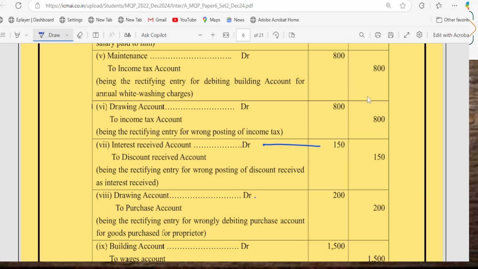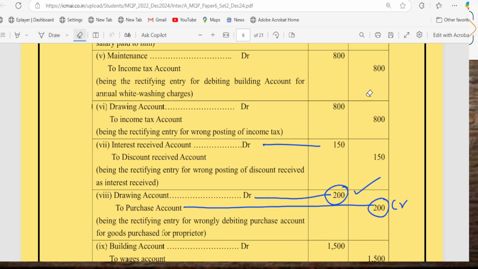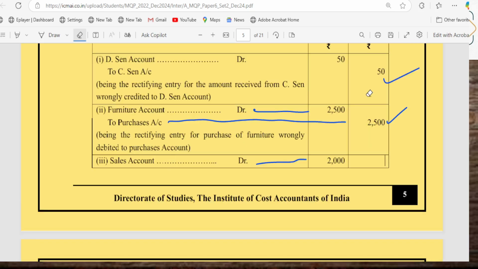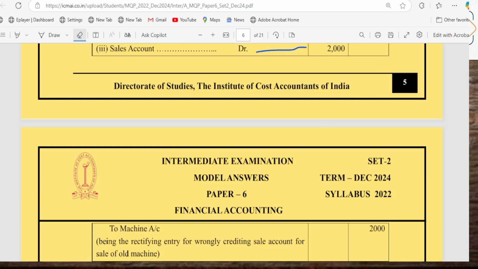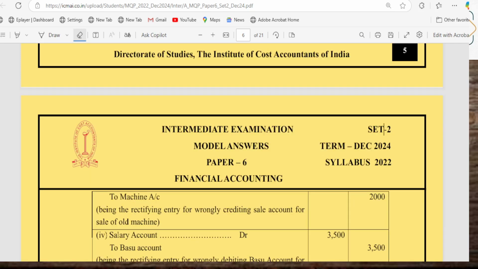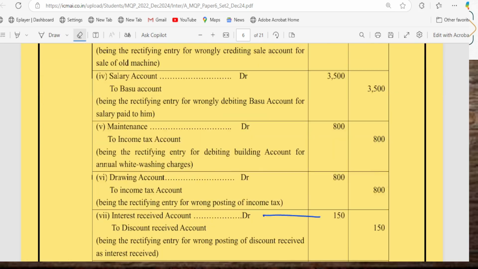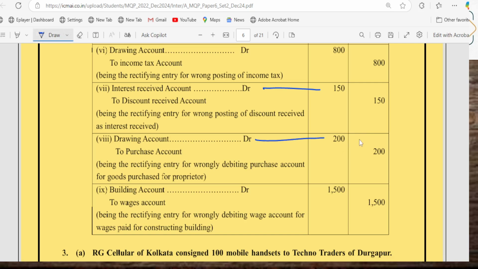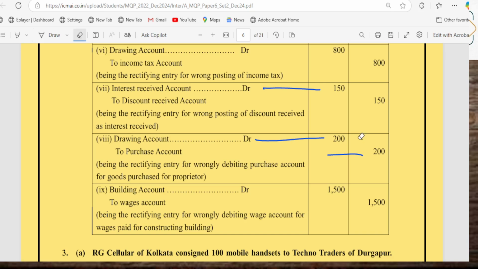Goods purchased by the proprietor should be debited to drawings. Debit now. Purchase account was wrongly debited. Credit to remove. Goods personal purpose க்கு purchase பண்ணா drawings தான் debit பண்ணும். Debit it. But it is wrongly included in purchases. Credit to remove. Drawings account debit to which account? Purchases account. Next.